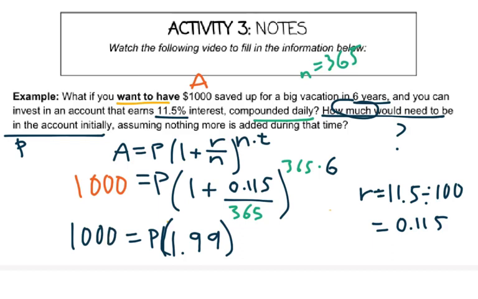Well, if you remember back to solving basic equations, if you have x times a number equals a number, then you have to undo the multiplication by dividing. So I'm going to divide both sides of the equation by 1.99. So those cancel because that's equal to 1. And then on the left I get 1,000 divided by 1.99.